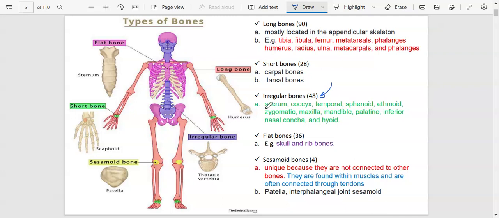For example, I've got the sacrum, which is this bone which is here. That's the sacrum there. We have got the coccyx, which is the tail. That is the bone that is found at the end of the sacrum there.